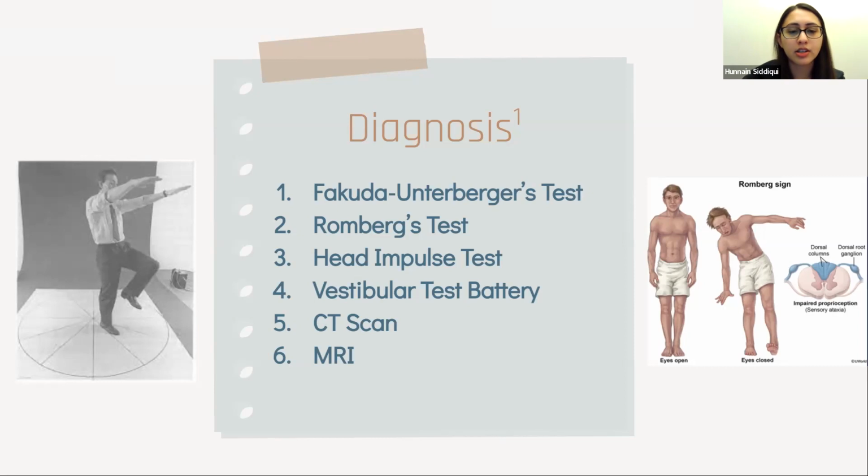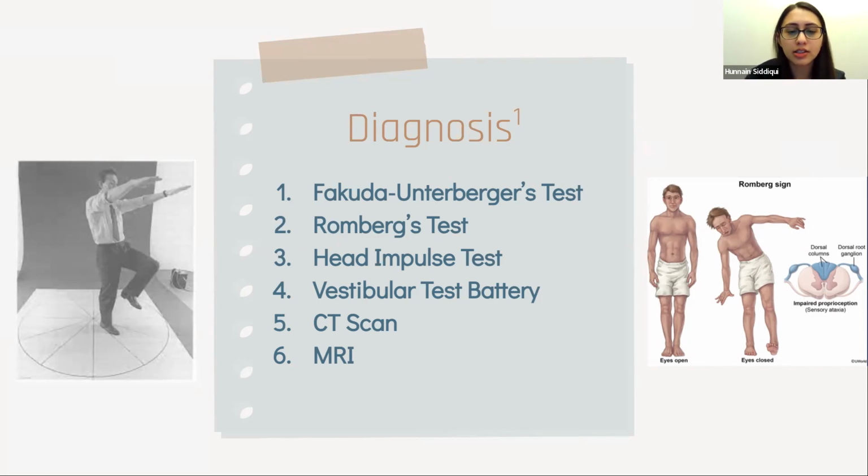The other test is going to be this head impulse test. This one, you basically focus on a stationary target, and then your provider will gently move your head to each side. And basically, they're looking to see your eye movements while your head is in motion, which will determine any issues that you're having with your inner ear and your balance.